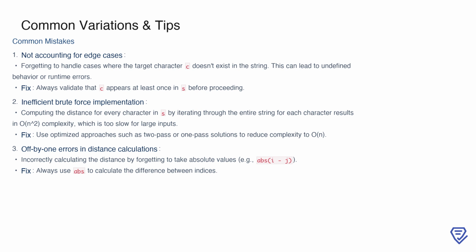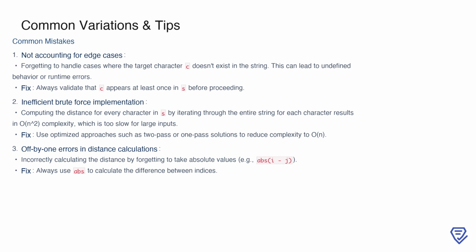If you calculate the distance for every character in the string by iterating through the entire string repeatedly, it results in O(n squared) time complexity, which can be far too slow for larger inputs. Instead, aim for optimized approaches like the 2-pass or 1-pass solutions, which bring the complexity down to O(n). Finally, be cautious about off-by-1 errors in distance calculations.